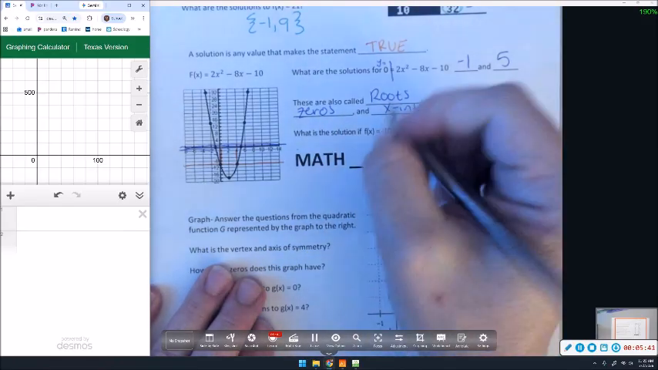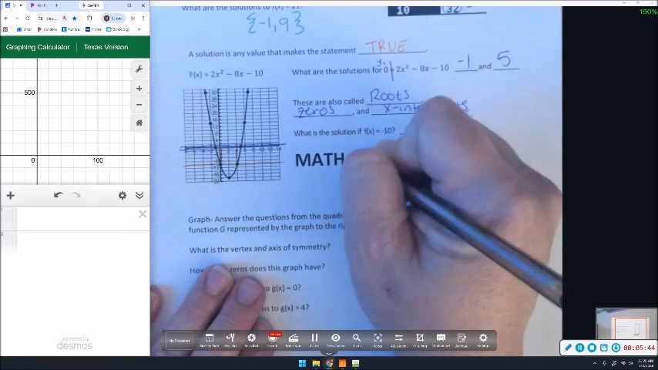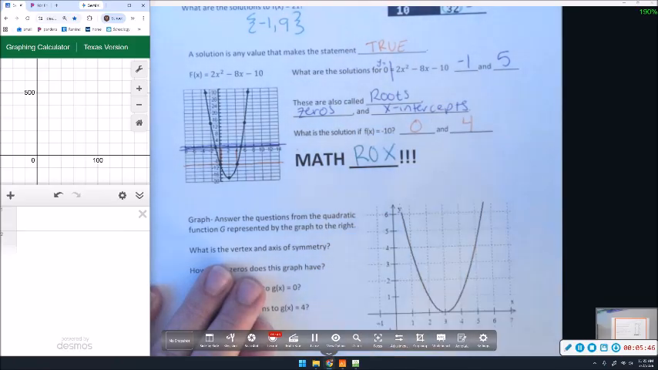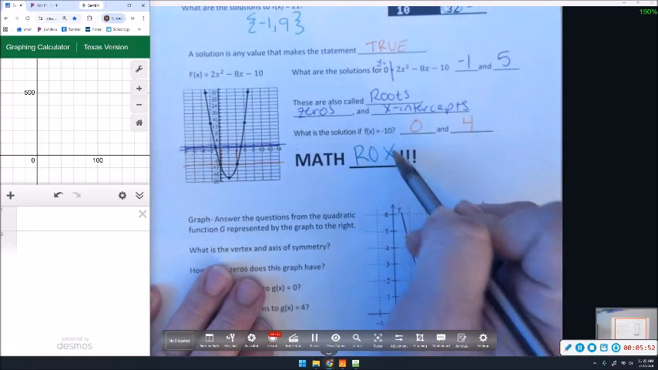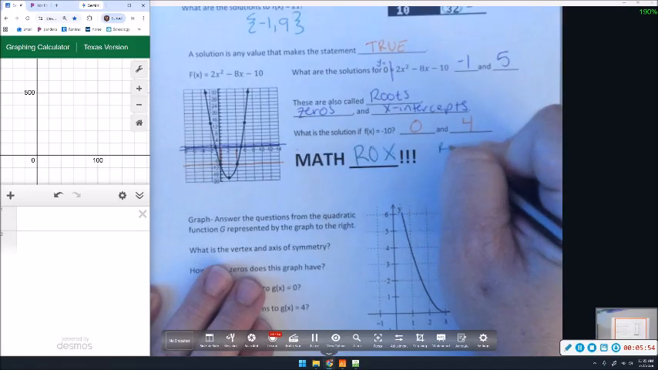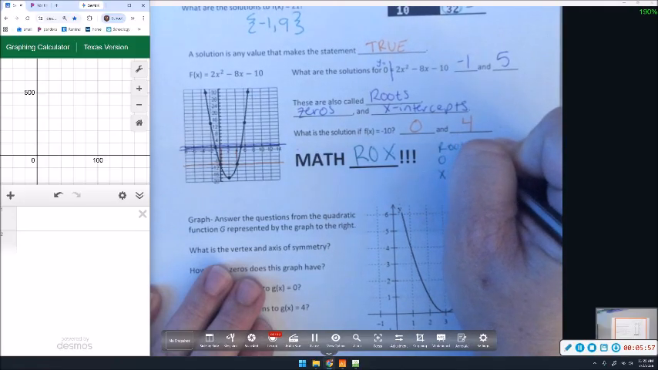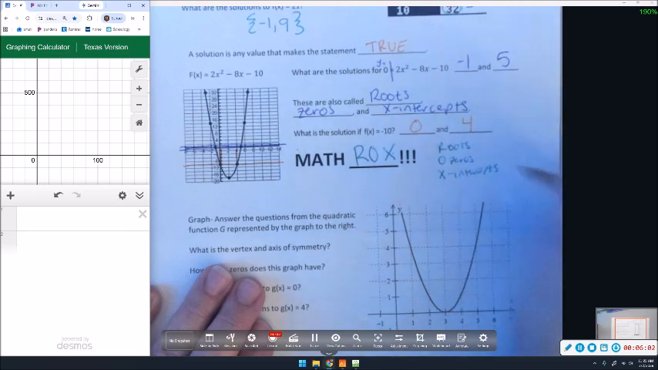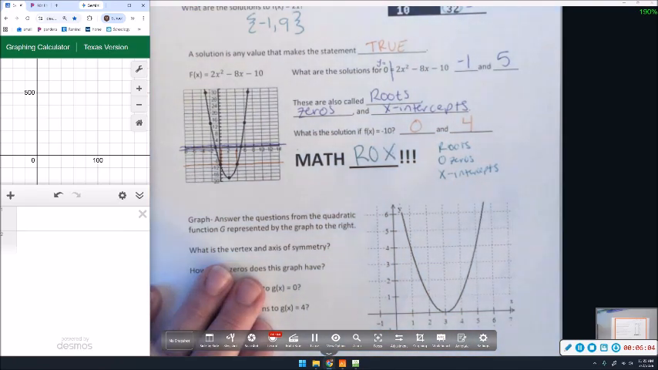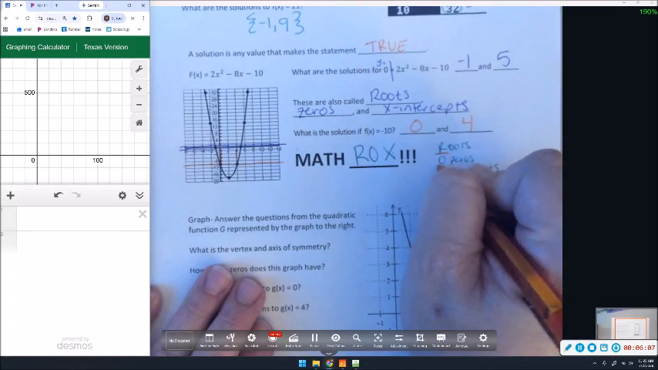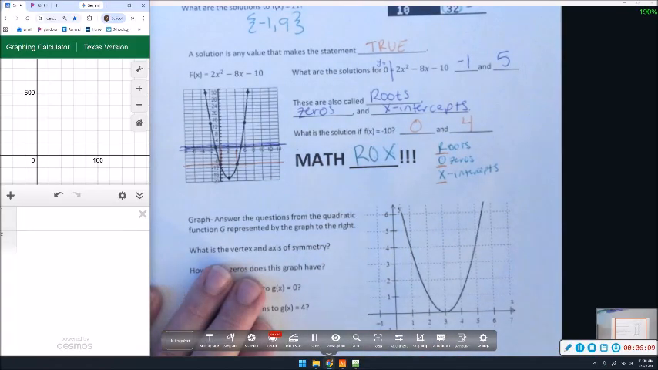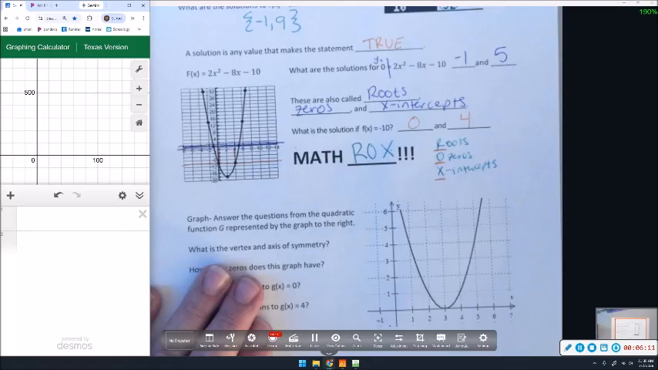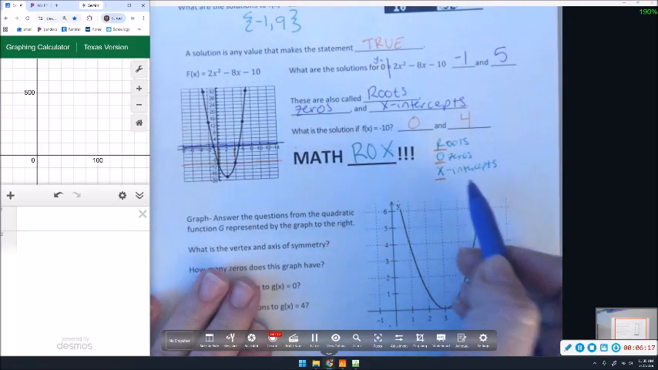Okay, and then our acronym to remember roots, zeros, x-intercepts is math rocks. R-O-X. For roots, zeros, x-intercepts. So that's where the rocks comes from. Roots, zeros, and then x-intercepts.